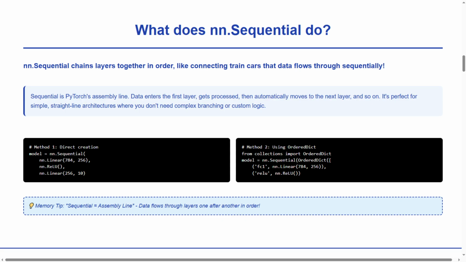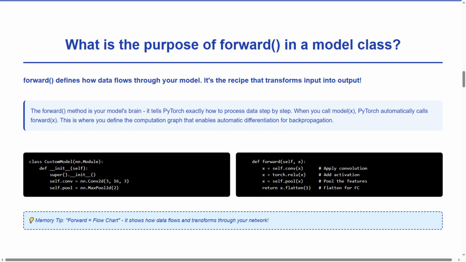It's perfect for simple, straight-line architectures where you don't need complex branching or custom logic. Summary: Sequential creates an assembly line of connected neural layers. Our next question, what is the purpose of forward in a model class?